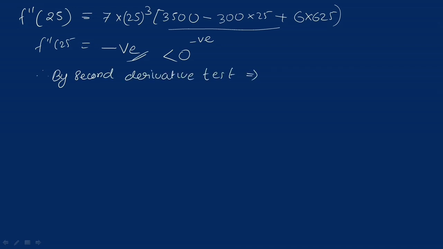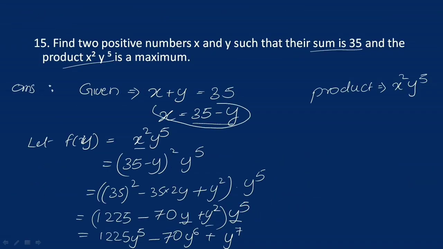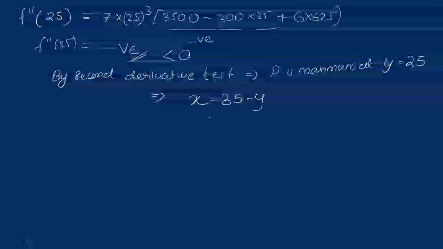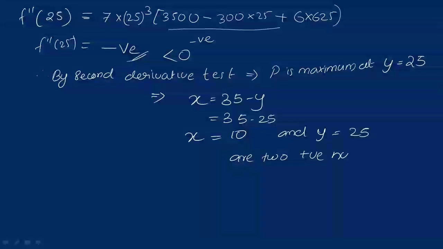So we have the maximum for f of y at y is equal to 25. So now we will be going back to our first question, that is x plus y is equal to 35. So from this x is equal to 35 minus y, instead of y we are applying 25. So 35 minus 25, we have x is equal to 10 and y is equal to 25, and they are the two positive numbers.